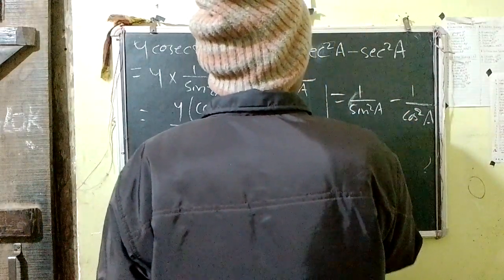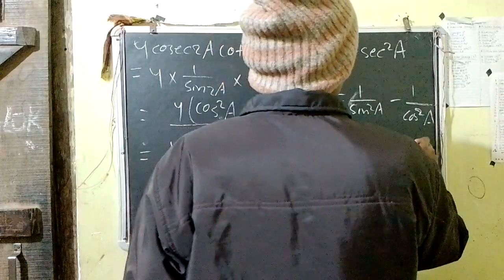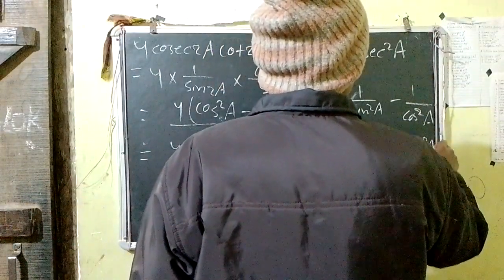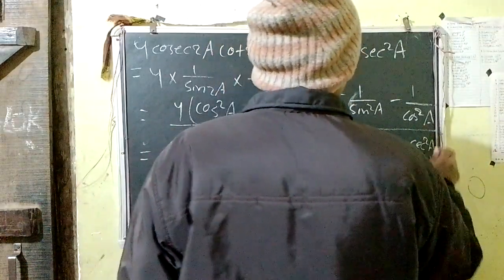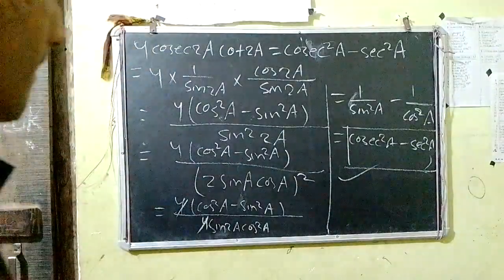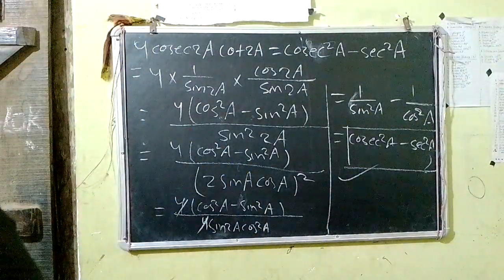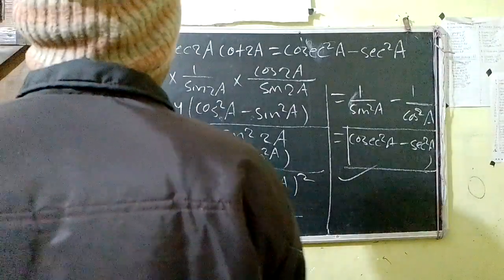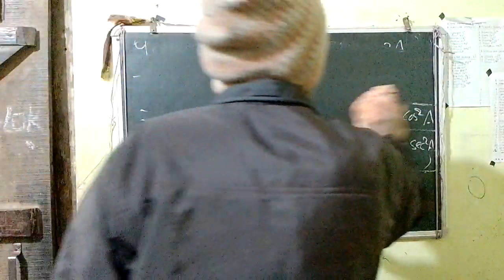This thing is cosecant square a, and this is secant square a, and this is what we wanted to prove, so it's proved. You can pause the video and think about it on your own. Let's go to the next problem now.